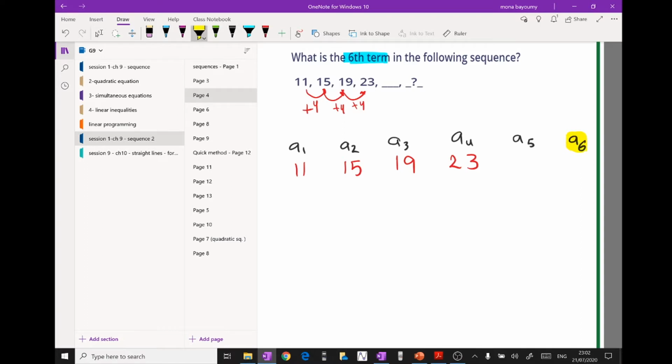We need to find A6. So it's easier if you find A5 and then find A6. To find A5, you have to add 4. From where do we know this? We know this from the common difference which we calculated before. So now we just add 4 to 23. 23 plus 4 is 27. And 27 plus 4 will be 31. So the sixth term equals 31.